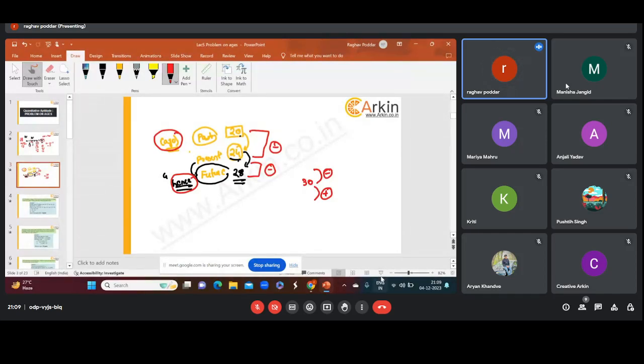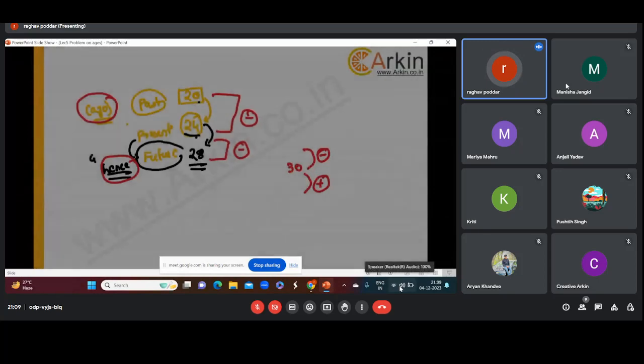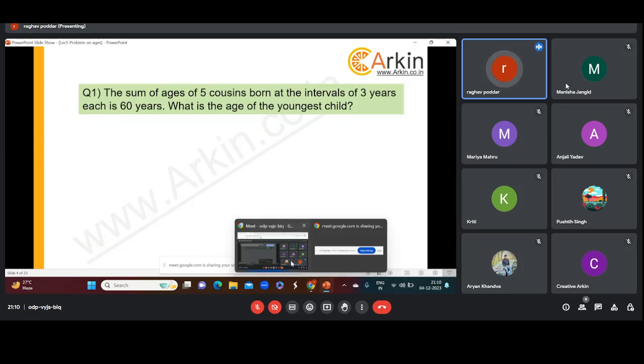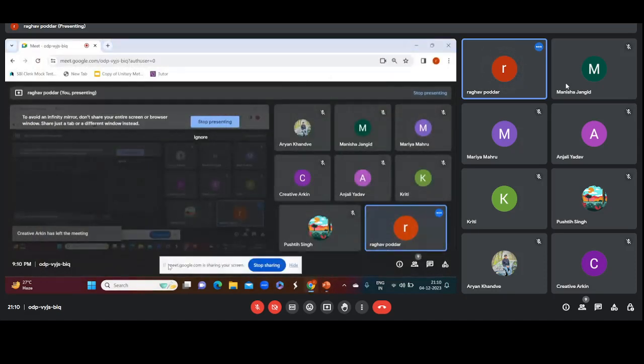Okay. Now let's solve some questions. Here is the first question for you. Sum means addition, and difference means subtraction. So here's the first question for you all. The sum of ages of five cousins born at intervals of 3 years each is 60 years. What is the age of the youngest child? Giving you all 2 minutes. Your time starts now.